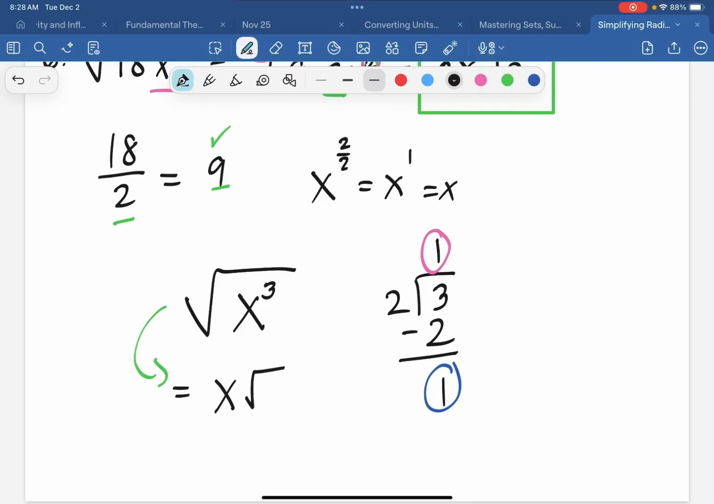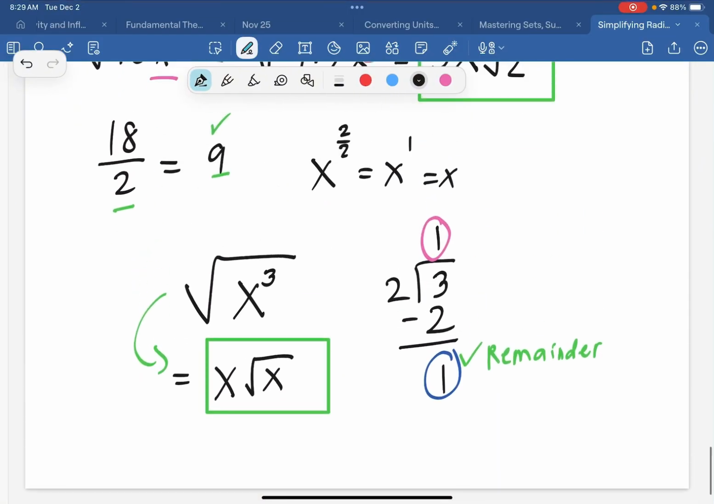And the square root of x. Now, why is there an extra x there? Because you have here a remainder. Since the remainder is 1, which signifies the exponent, which is also invisible, based on this you get to have the answer x square root of x.